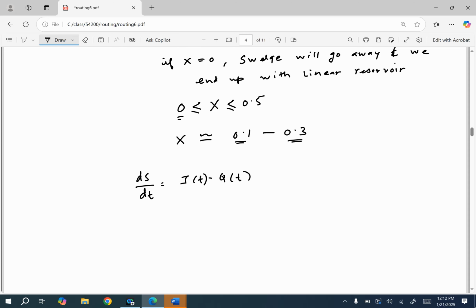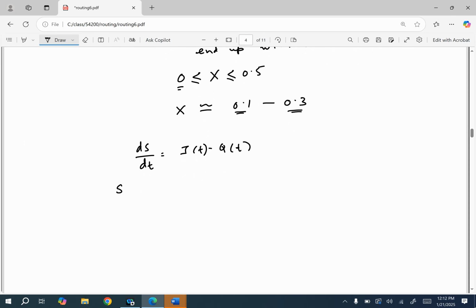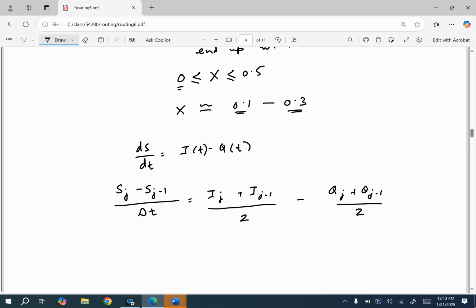And in the linear reservoir routing problem we use this discrete form. So (Sj minus Sj minus 1) divided by delta T is equal to (Ij plus Ij minus 1) divided by 2 minus (Qj plus Qj minus 1) divided by 2.